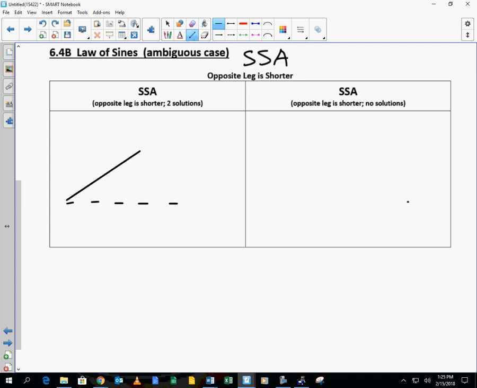So suppose I have an angle, we'll call it 30 degrees. And suppose I have a side of 12, and I have another side of length 9.